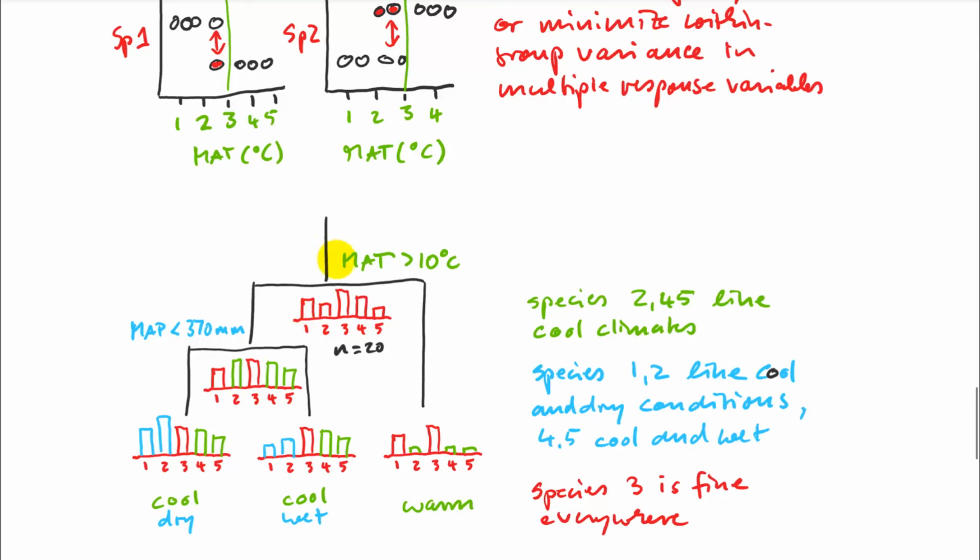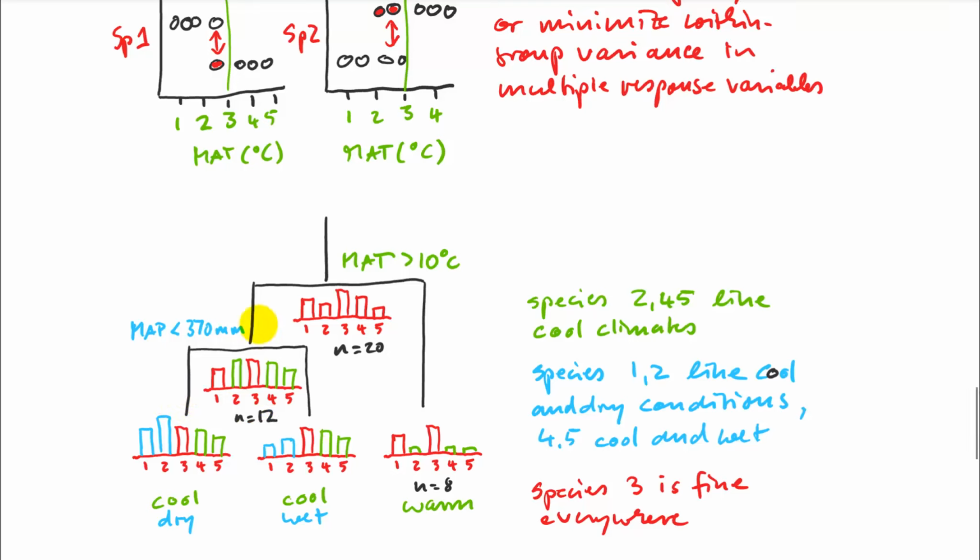So now I have different conditions and I can see how my species respond to this. So maybe my first break that minimizes the variance within my groups is if I break at larger 10 degrees Celsius. So I have 3 species here, 2, 4, and 5, that don't like it warm. You know, they are much better off in the cool climates here, so they have higher frequencies here than there. That's my first split. So maybe n equals 8 are warm, and n equals 12 are cool.